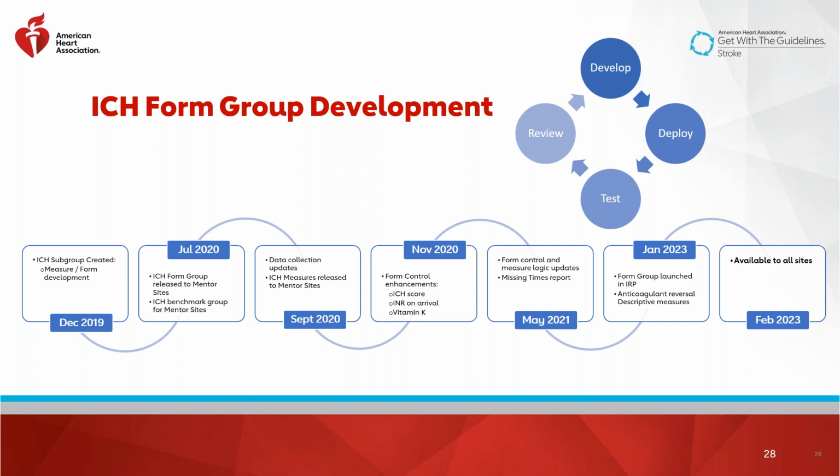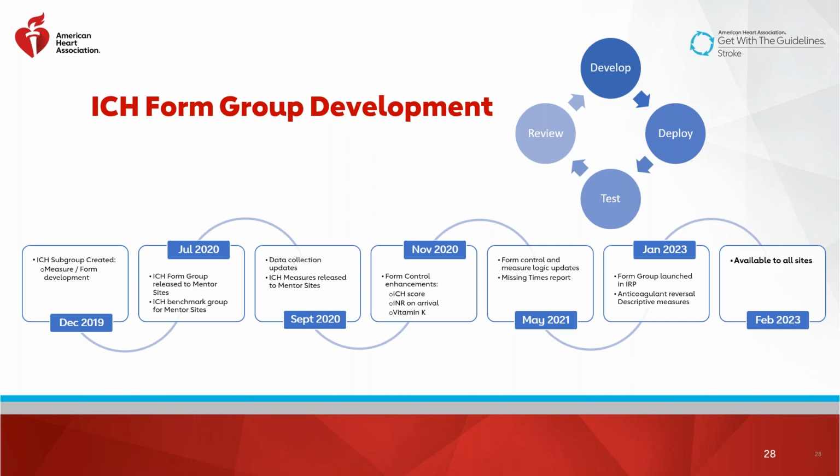We began to build out better validations, better data collection, refining the elements, refining and improving the measures to really get us to a point in May and January when we released this layer fully into the IRP platform with launch, with some new enhanced data collection and some new metrics surrounding anticoagulant reversal. So it was a very rewarding and deliberate process through the year to really develop, deploy, test, and then review what we built and continue that cycle that we continue to today.